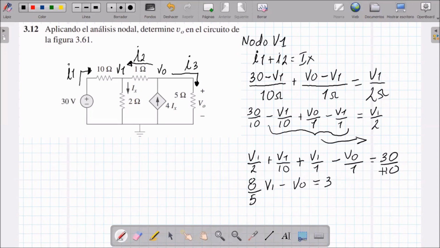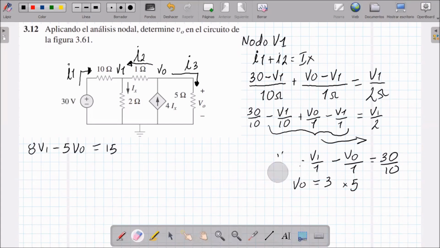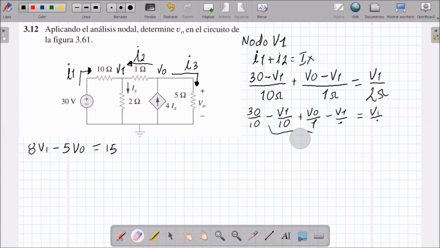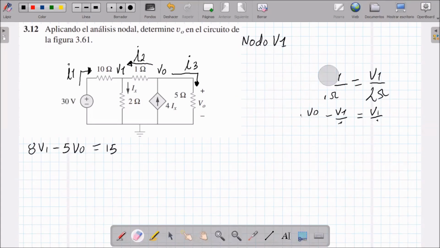equals 333 E. I'm going to multiply all this by 5 to eliminate this denominator. Here I have 8 volts V1 minus 5 V sub 0 equal to 15. I'm going to delete all this. I don't need it anymore at the moment. And that would be our first equation.